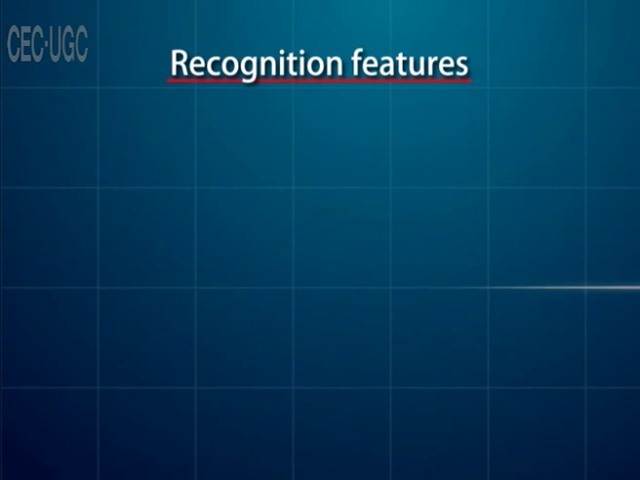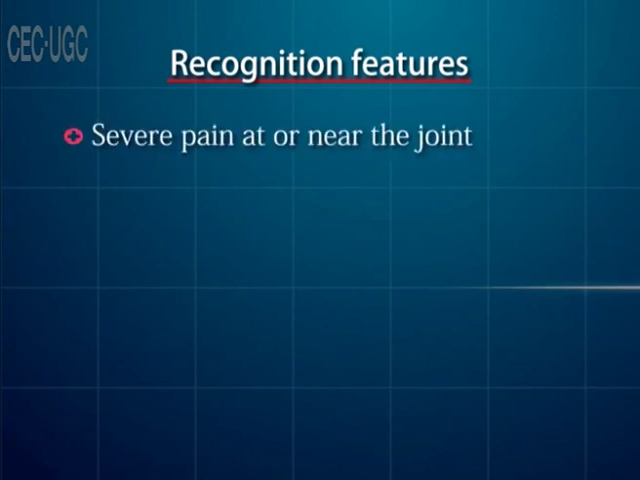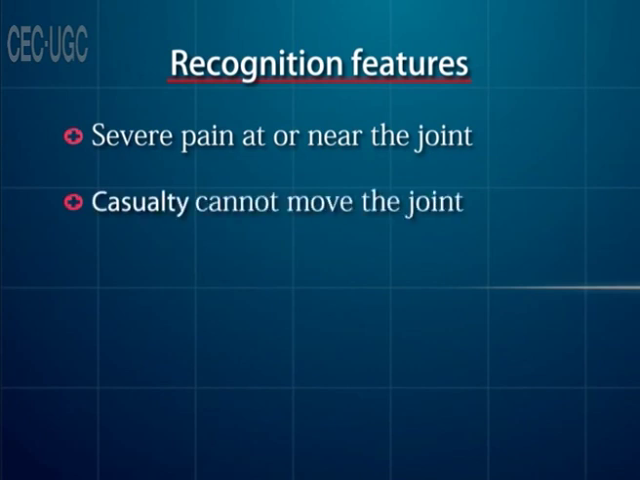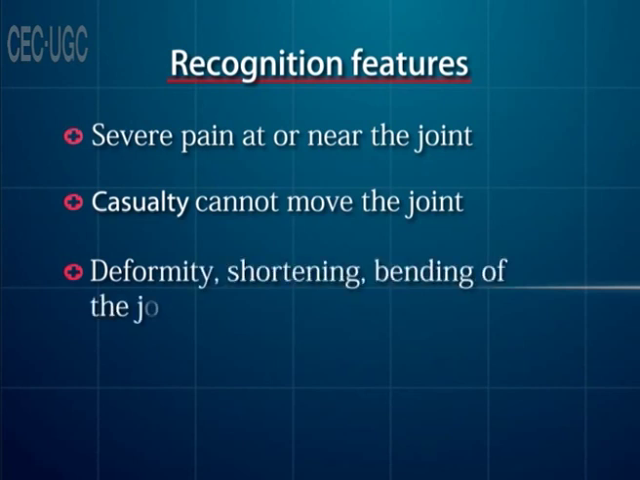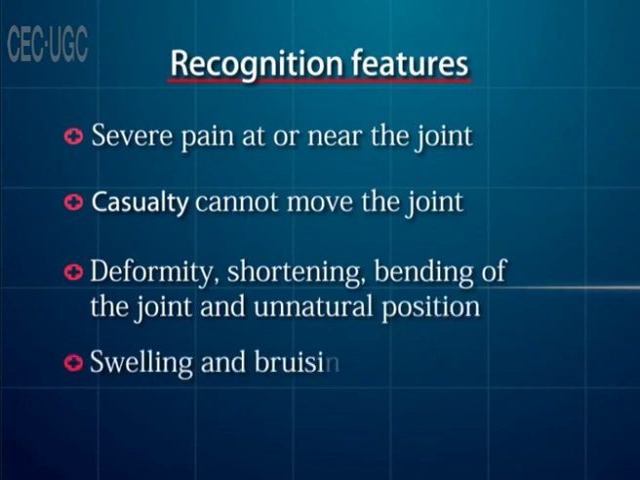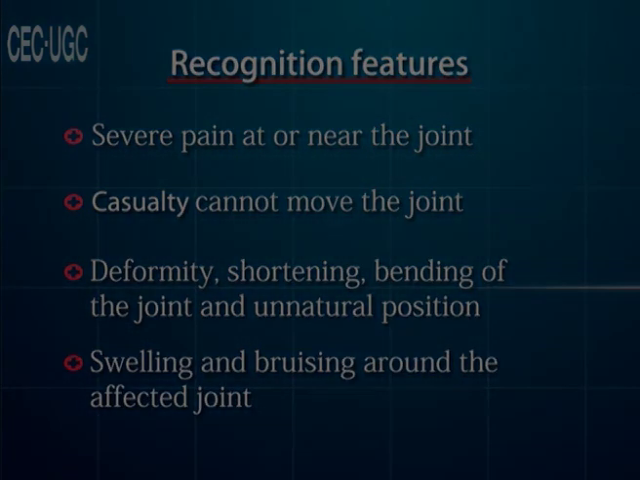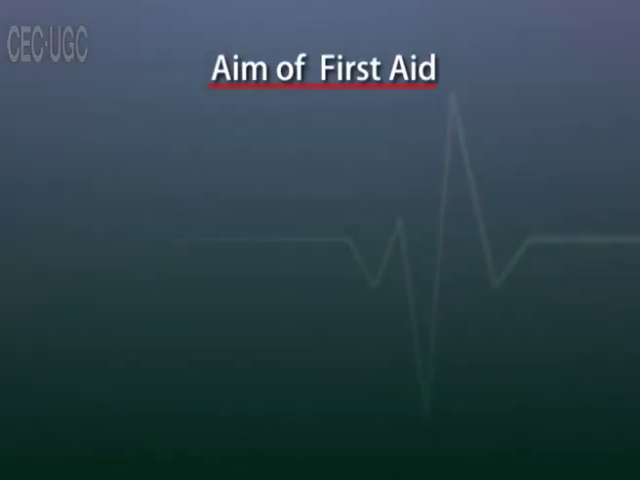Recognition features: severe pain at or near the joint, and the casualty cannot move the joint. We also see a deformity, shortening, or bending of the joint, an unnatural position. There will also be swelling and bruising around the affected joint. The aim of first aid in such situations is to prevent movement at the injury site.